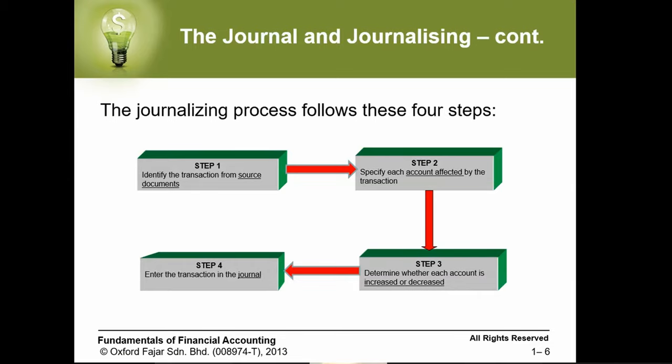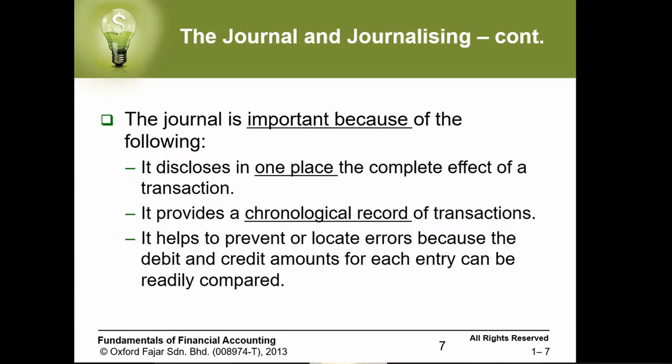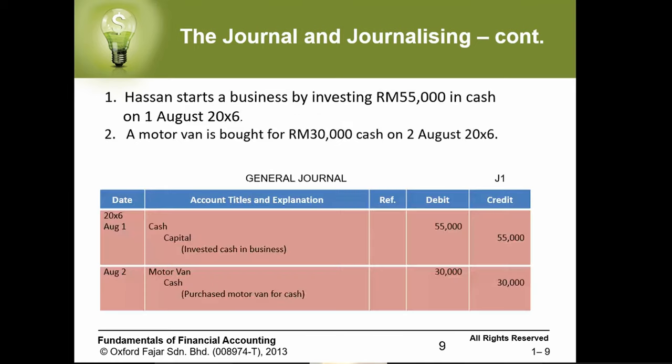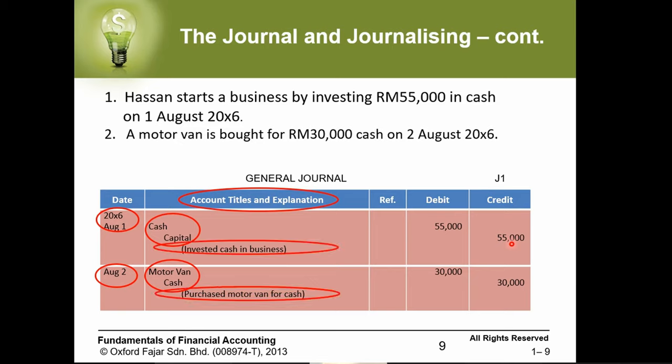The steps are the same as what we did. It's analyzing the transaction, then we write in the ledger. This is an example of how you can write your journal, the debit and the credit. This is how you can write the transaction in the journal. You put the date, you put the title and explanation, the account for both sides, the debit and the credit amount, and the explanation.